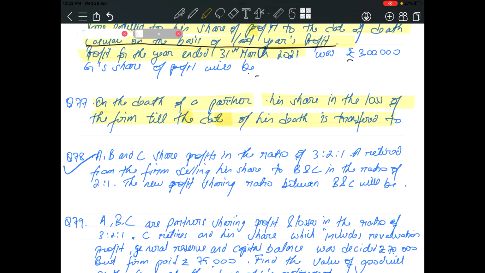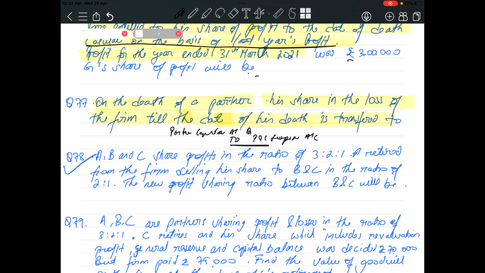Loss. Where is loss transferred? It is transferred to the credit side of P&L suspense account. Okay, so what will be the journal entry for this? It will be partners capital account debit to P&L suspense account.